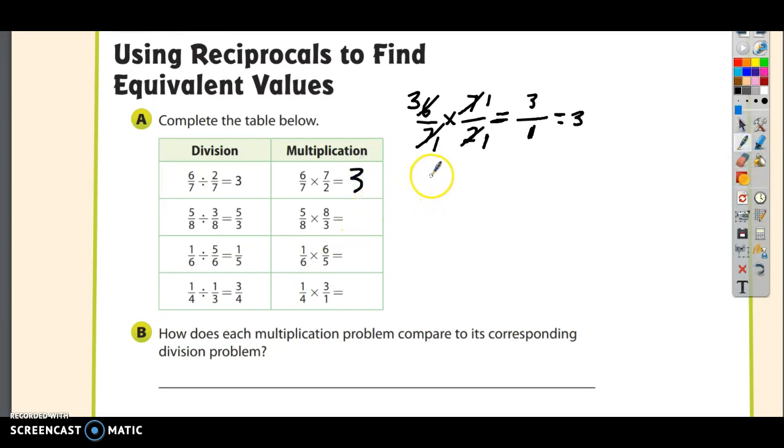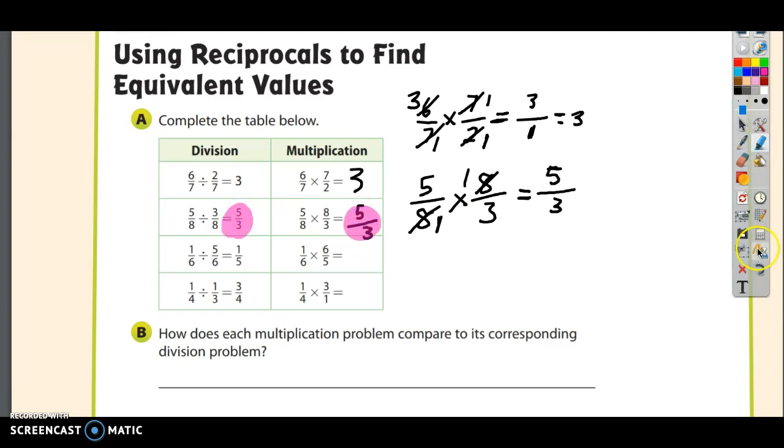Alright, so the next one is 5/8 times 8/3. And once again, before I multiply, I look for things that simplify. 8 goes into itself once, 8 goes into itself once. 5 and 3 don't simplify, so I can just multiply. 5 times 1 is 5. And 1 times 3 is 3, and you get 5/3. And they don't necessarily care if we switch it over to a mixed number, because check this one out. This answer is 5/3, and this answer is 5/3. Interesting. All right, let's check out the next one.